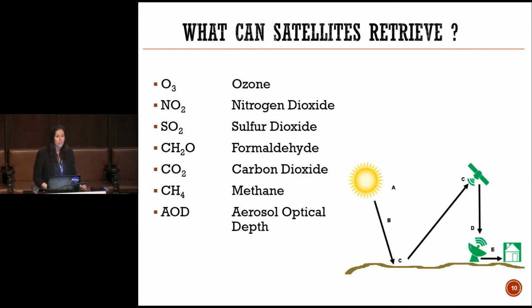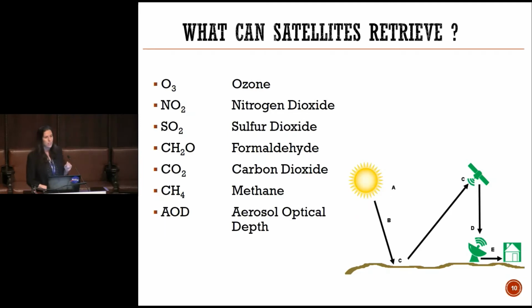So what else can satellites retrieve that maybe the air quality community is more interested in? We see signals of ozone, nitrogen dioxide, sulfur dioxide, formaldehyde, carbon dioxide, methane, and aerosol optical depth. PM is not here because it's not directly measured from space. These are all retrieved products. And a very quick remote sensing introduction.